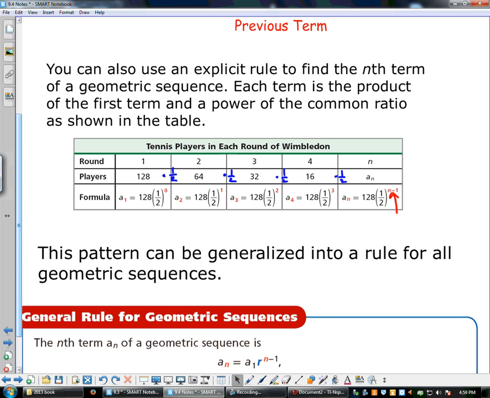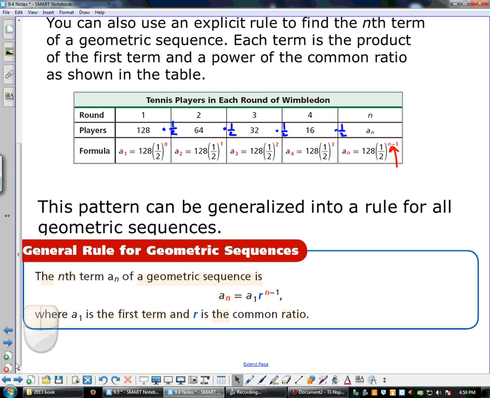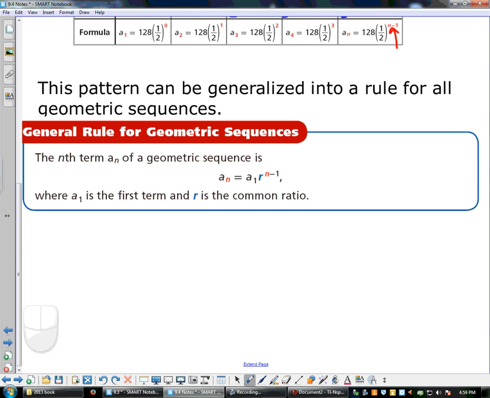So generalizing it, when I want to find what the nth term is in a geometric sequence, I'm going to use this formula here. I'm going to say that a sub n, so whatever term I'm looking for, is equal to a sub 1, which we know is the first term, multiplied by r raised to the power of n minus 1. Again, r will stand for my common ratio. So what are you multiplying terms by to get from one to the next?